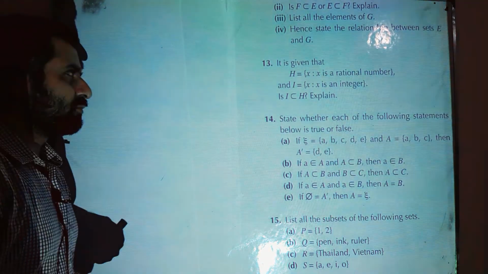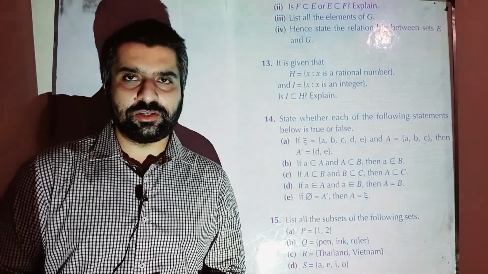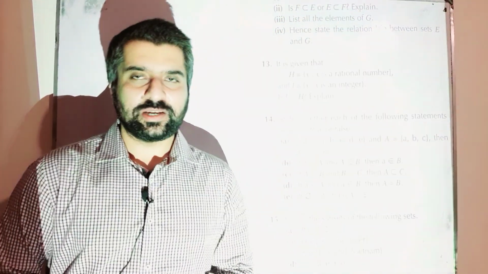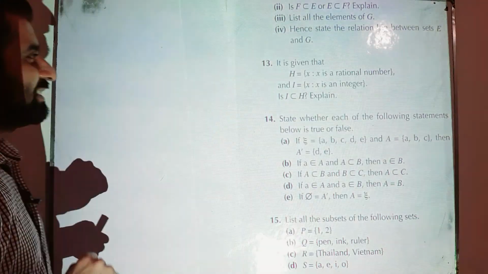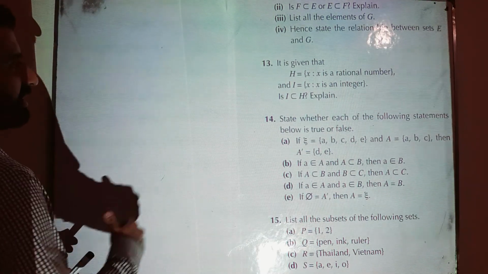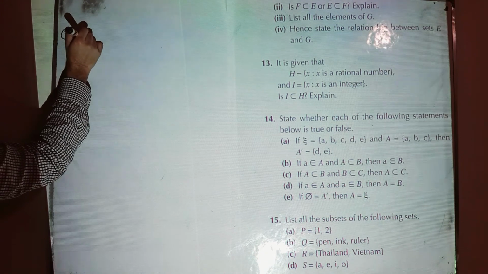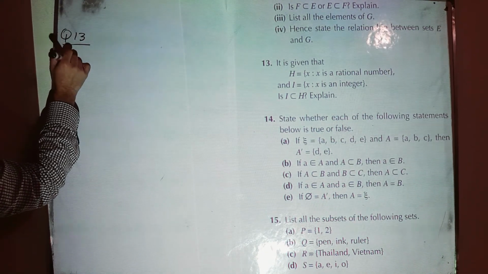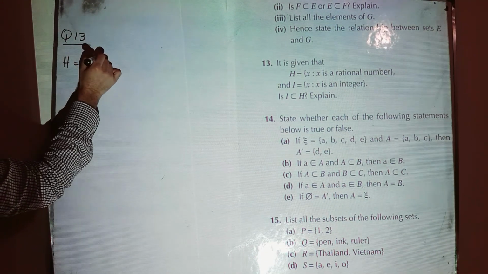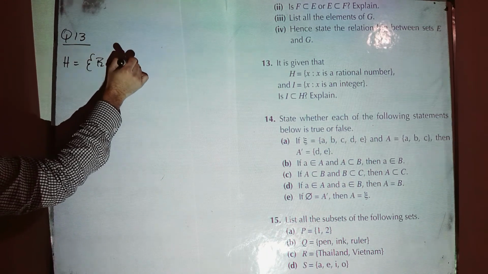In this video, we are going to start from question number 13 from exercise 14b, D to 7th edition, and the topic is set Venn diagram. Question number 13 is, it is given that H. Now, H is basically a set of rational numbers. Okay, H. So we have rational numbers over here. Let's suppose, as they have told you.